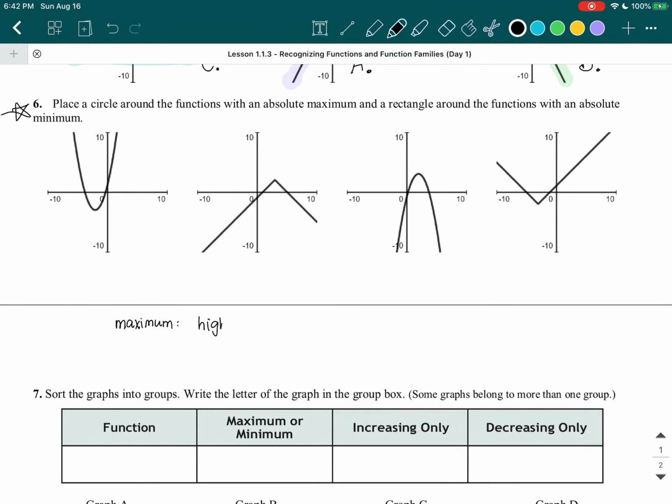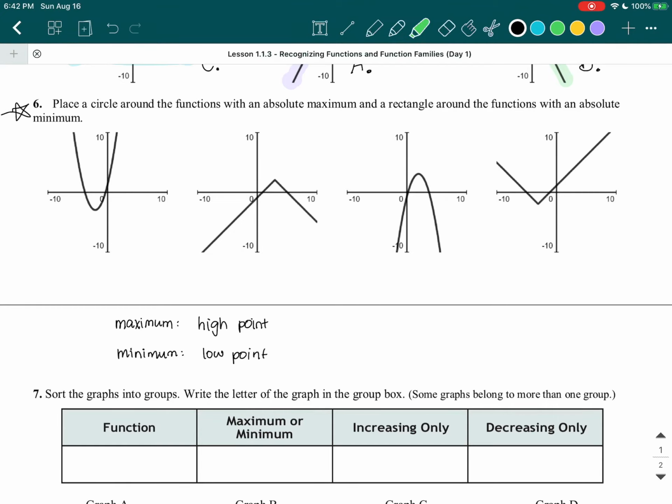That is a high point. Okay, and then let's talk about a minimum. Low point. Okay, and hopefully you can take a look and see what we mean once we get to the graphs. So we're gonna do the first 2 graphs together, and then I'll let you guys do the other 2 for practice, okay? So let's take a look at that first graph.